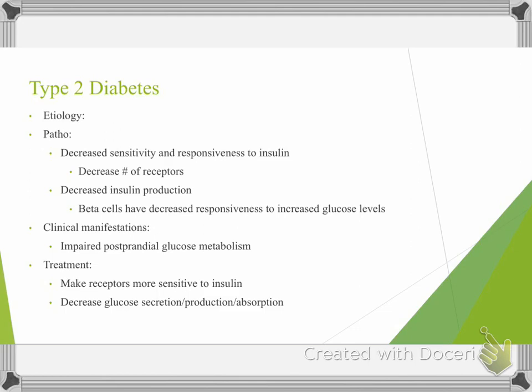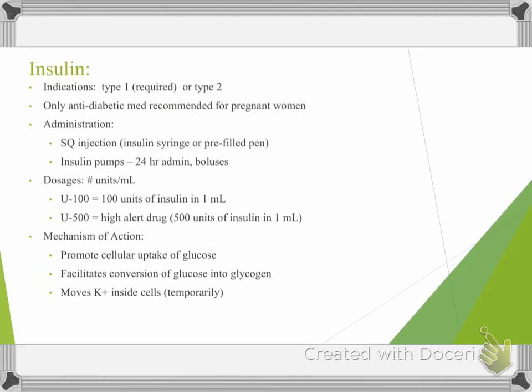Treatment is, we can either make the receptors more sensitive to insulin, make them respond better, or we can decrease the amount of glucose that's secreted or produced by the liver or absorbed by the intestines. And so those are the things that we're going to talk about when we talk about type 2 diabetes.